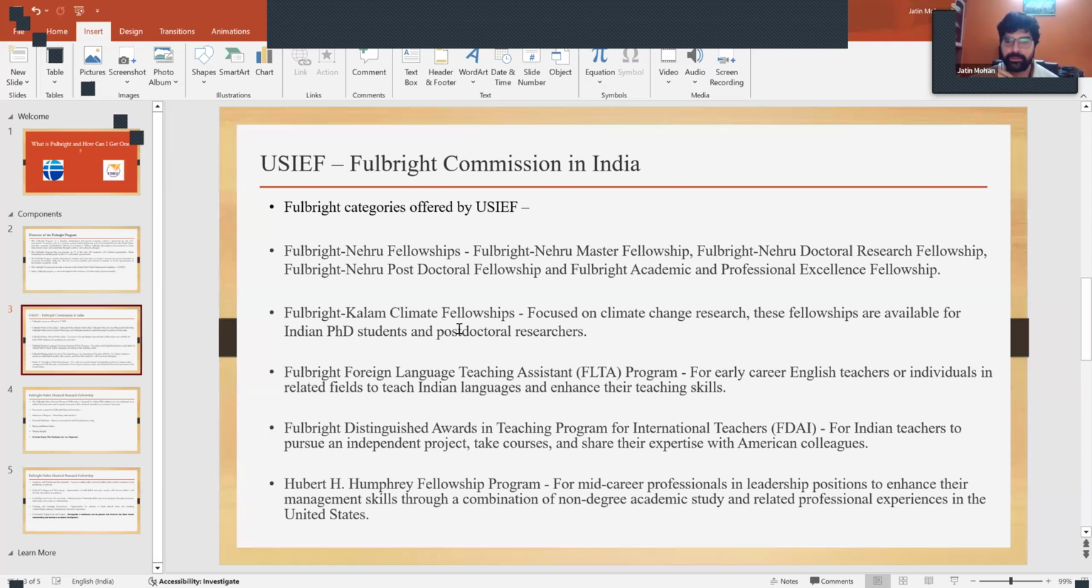The Humphrey Fellowship is quite interesting. I have the least idea about it, because it's about diplomacy and management. This is the only one which is non-academic in nature, more diplomatic, and also about management and how you manage American organizations and what you take back when you come back to India.